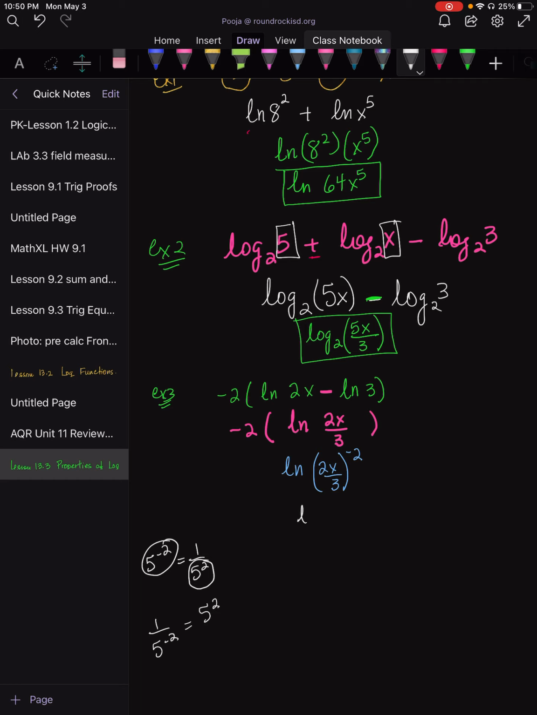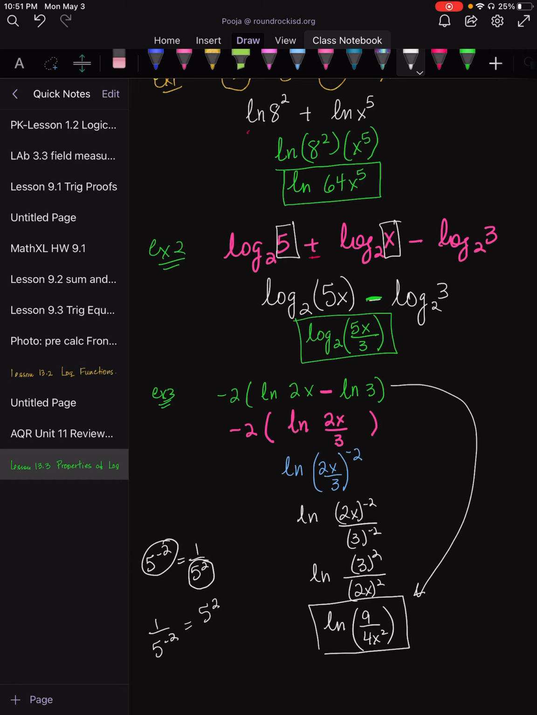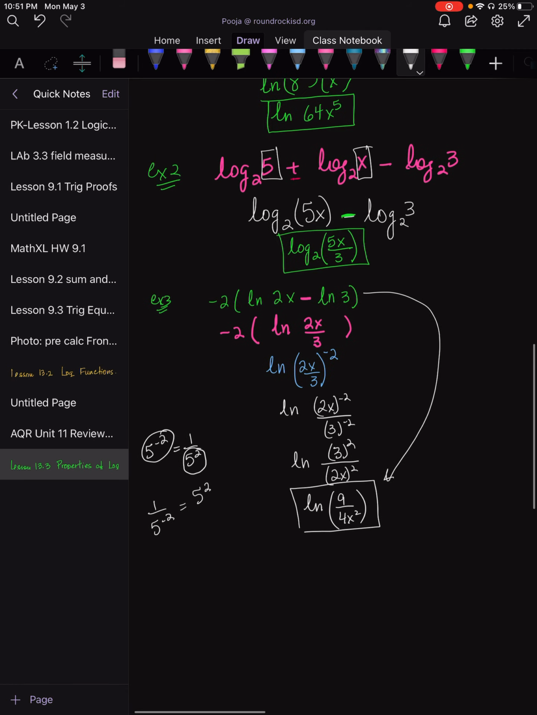Now if you look at this, 2x is raised to the -2nd power, and 3 is also raised to the -2nd power. So I'm going to swap their positions and make them positive powers. If this comes to the denominator, it turns into +2, and this goes to the numerator, turns into +2. 3 squared we know is 9. 2x squared is 4x squared. And I have combined it into one single log expression. This is the same as that. If I were given this as the problem, I would have continued backwards to be able to get that.